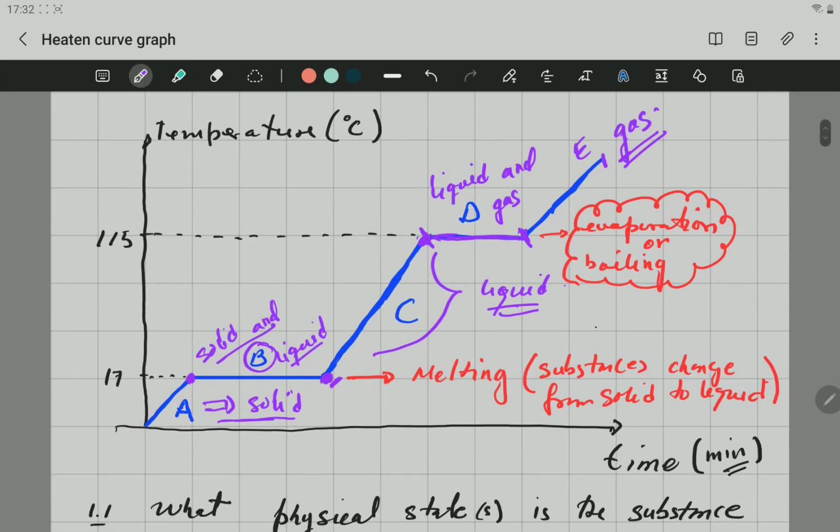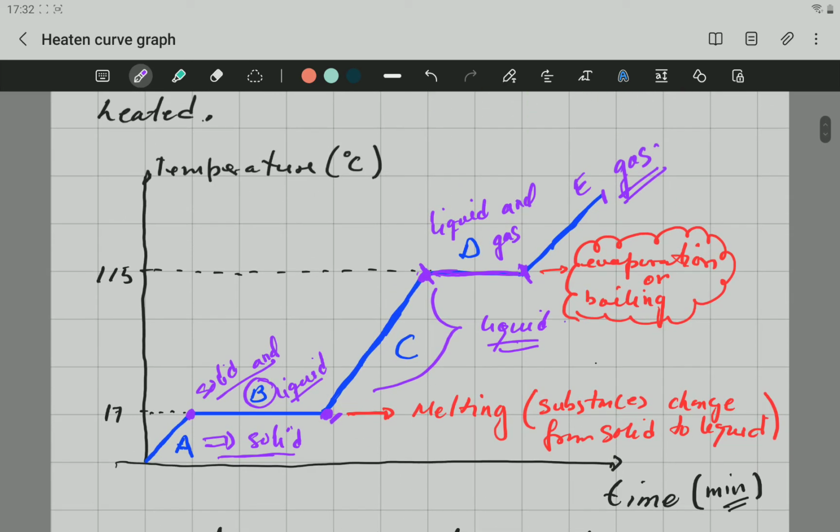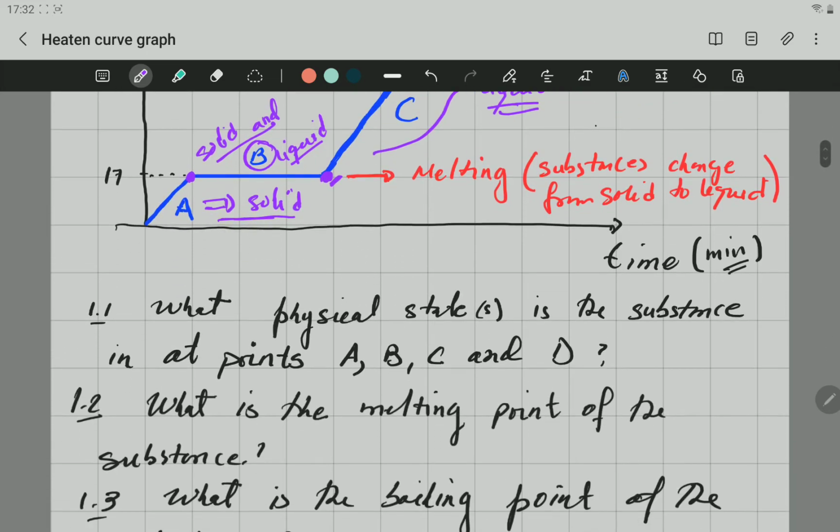It's very important. That is the first question here. At A it is solid. At B there are two states of matter, solid and liquid. At C we have liquid. At D it is liquid and gas. And at E it is only gas. E is not just a point. It's all this part here from side to side. Okay, so that is question 1.1.